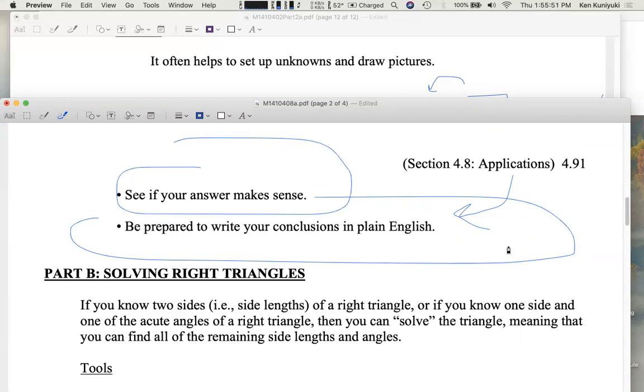Okay, so those are some principles of word problems, but the bottom line is you have to practice them. I'm going to discuss techniques that are specific to right triangles in the next video.